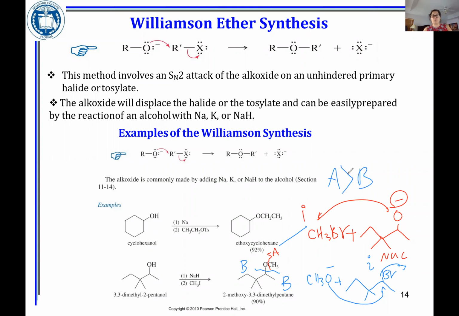So when you are asked questions about these chemical reactions, you have three types of questions.